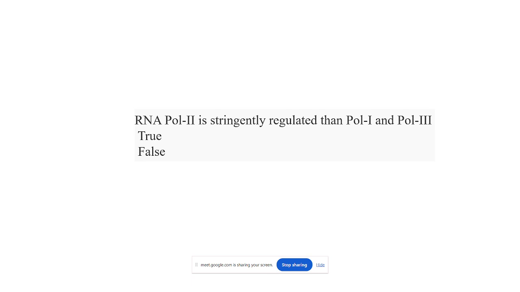So right now it is 8:32. I will switch the screen at 8:34.